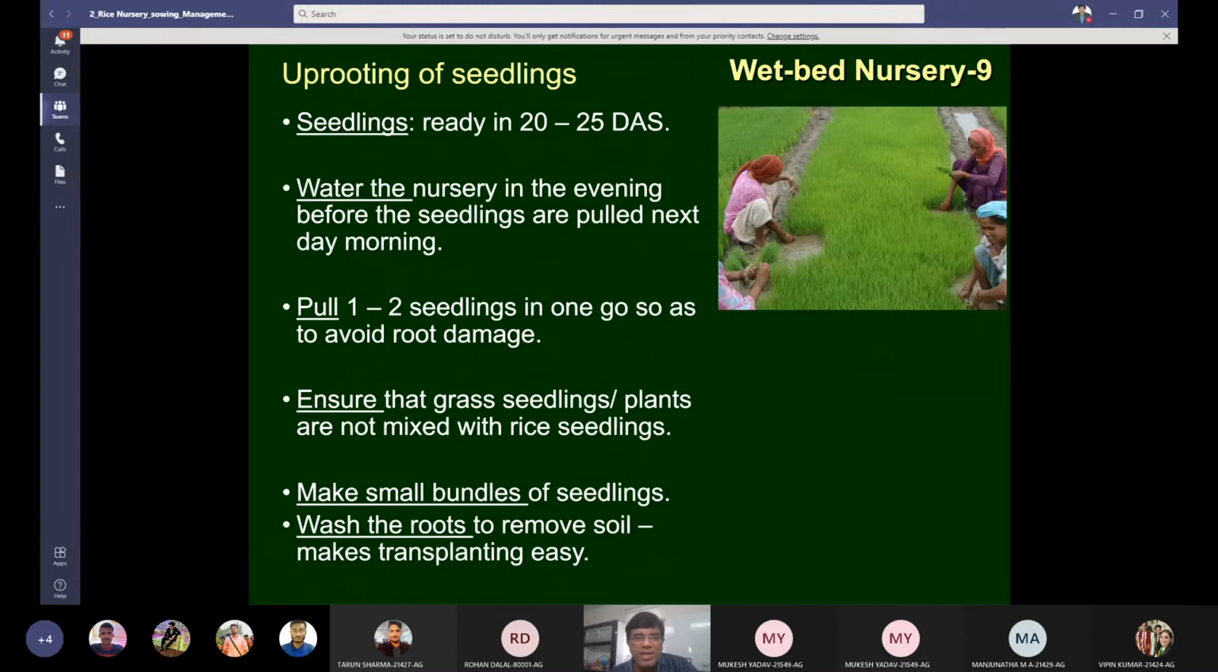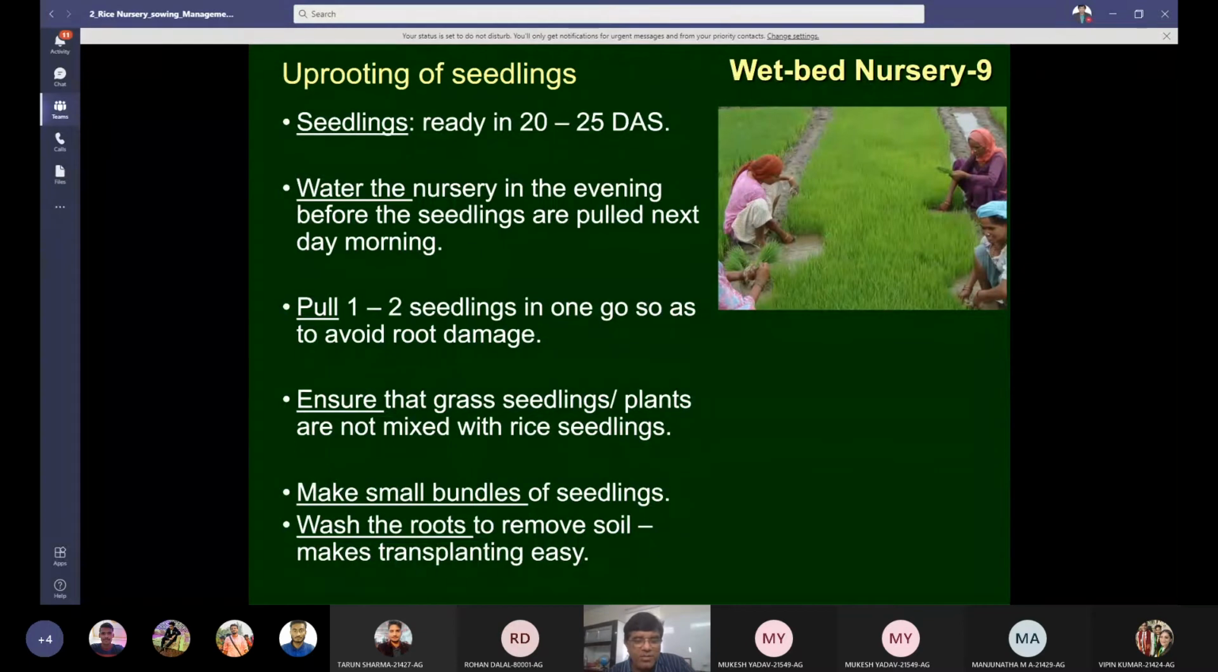Water the nursery area in the evening before the seedlings are pulled next day morning. This watering will help in easy uprooting of the seedlings, and also the roots will not be damaged if you apply water before pulling. You can even keep your field flooded if your people are happy with this. That way your roots will not be damaged. Pull 1 to 2 seedlings in one go. Never select 5 or 10 seedlings in one go. Take only 2 or 3 seedlings in the fingertips and then uproot them.